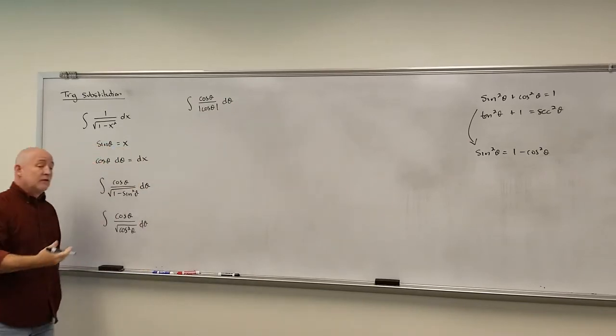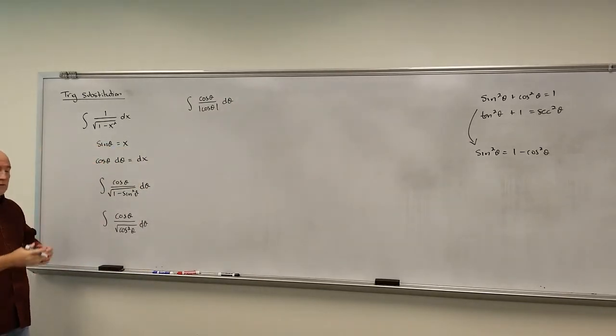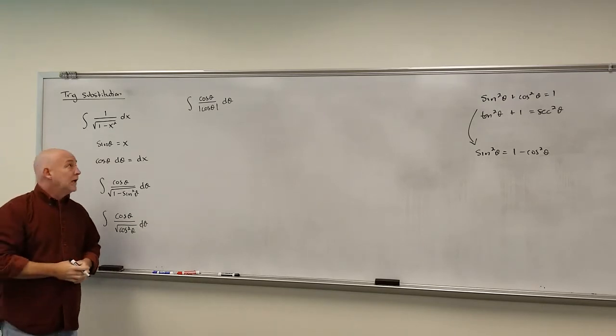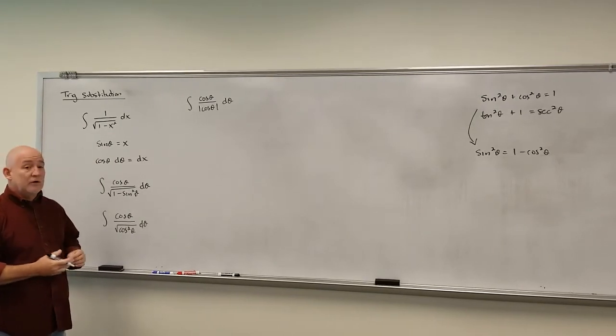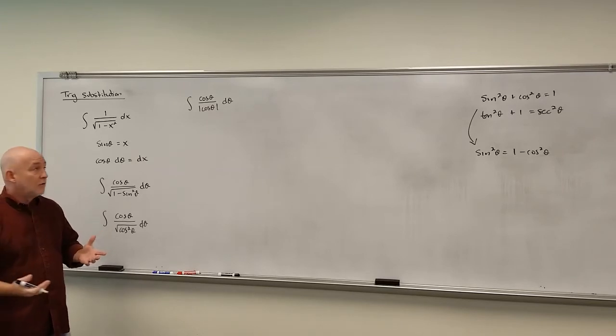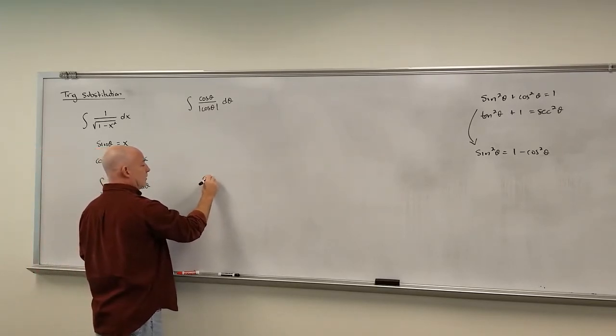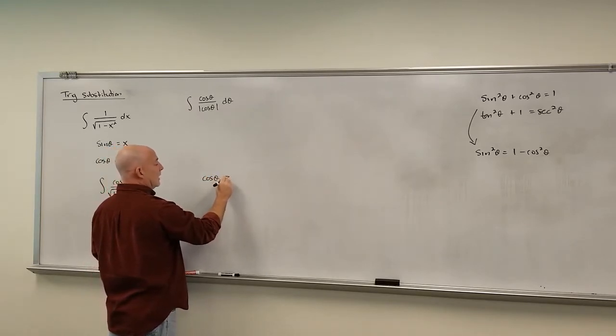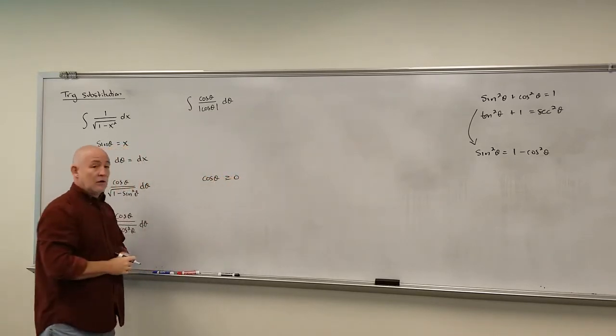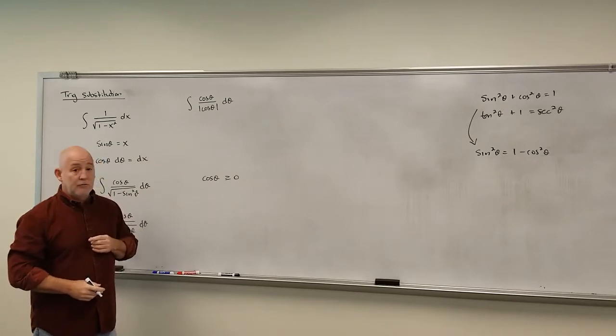Well, that would actually be a fairly tricky integral to do. We'd have to do it in a piecewise function kind of thing. Or we can cheat a little bit and just restrict the bounds on this function. Let's say I wanted it to always be positive, because if I know that the cosine of theta is greater than or equal to 0, then I could get rid of the absolute value.